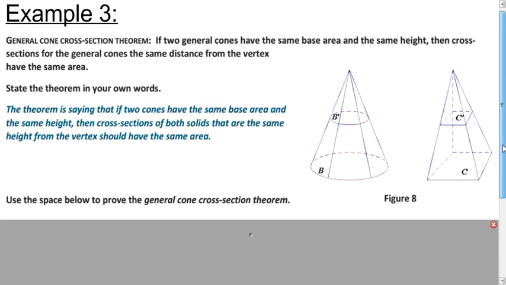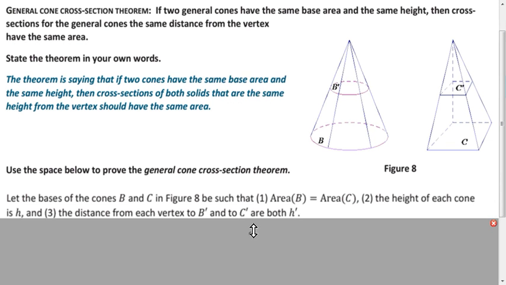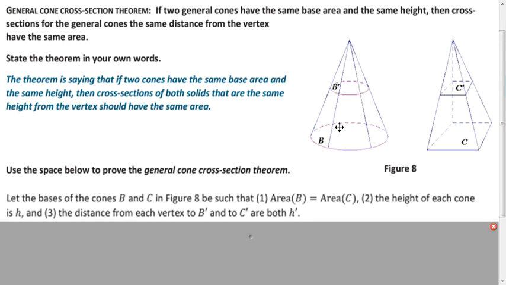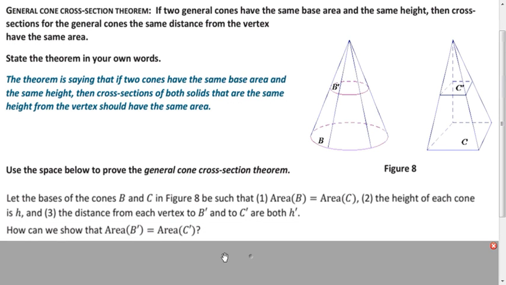So let's prove that. We're going to start off with our setup. We have three conditions. The areas of the bases are the same, the heights are the same, and the distances from the vertex to the cross sections are the same. We're going to call that distance h prime. So how can we show that those two areas are the same? Well, like we did before, we know how to figure out the area of B prime by using the area of B and the square of the scale factor. And the scale factor is what we get if we divide h prime by h. h prime is just the distance from the vertex to the cross section, and h is the entire height.